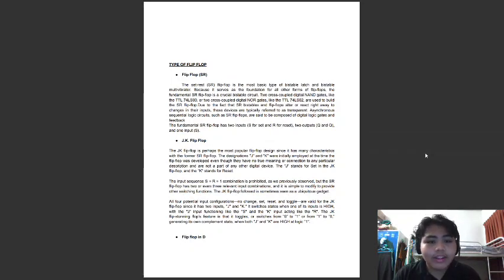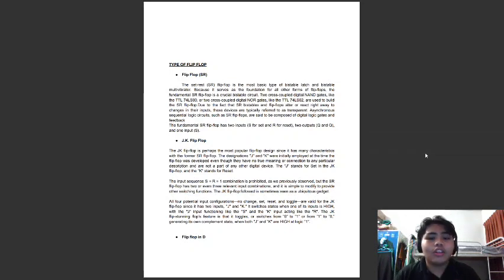The fundamental SR flip-flop is a crucial bistable circuit. Two cross-coupled digital NAND gates like the TTL 74LS00 or two cross-coupled digital NOR gates like the TTL 74LS02 are used to build the SR flip-flop. Due to the fact that SR bistables and flip-flops alter or react right away to changes in their inputs, these devices are typically referred to as transparent.